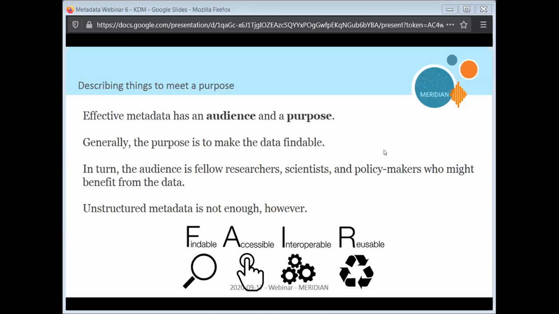And your audience usually is then going to be your fellow researchers, your scientists, maybe policymakers, students, who could possibly benefit from using your data. Maybe it saves them time. Maybe it saves them money. Keeps them from having to redo research that you've already done.